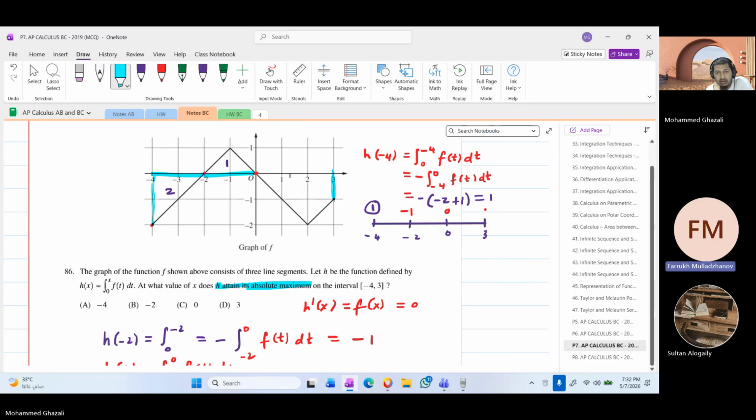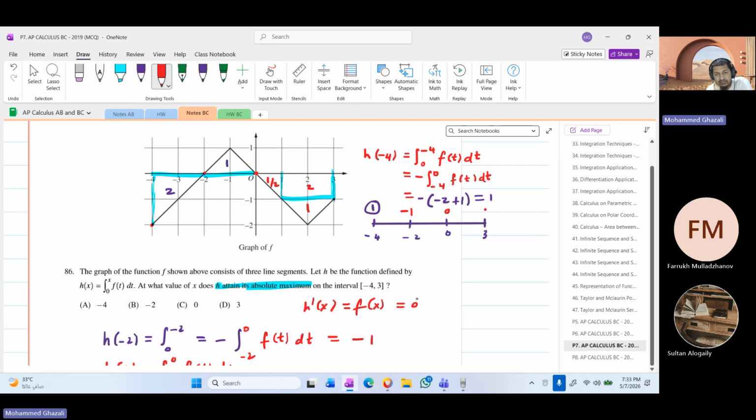How are we gonna solve that? Easy. Make a rectangle and make two triangles. Okay? Because it's just straight lines, you're just finding the area under the curve from 0 to 3. So what is this? Half base times height. This area is 2. And this is half.